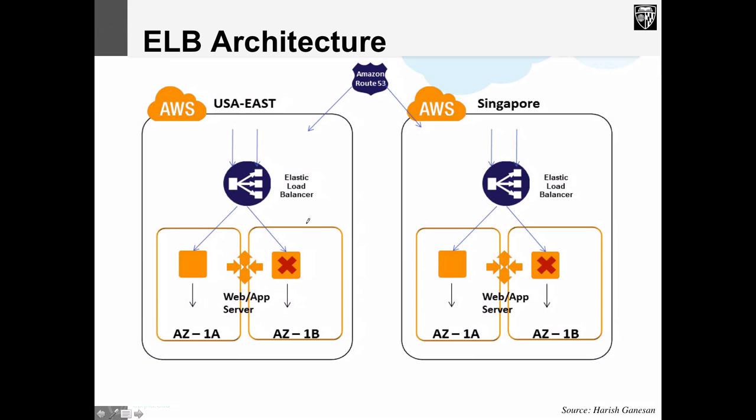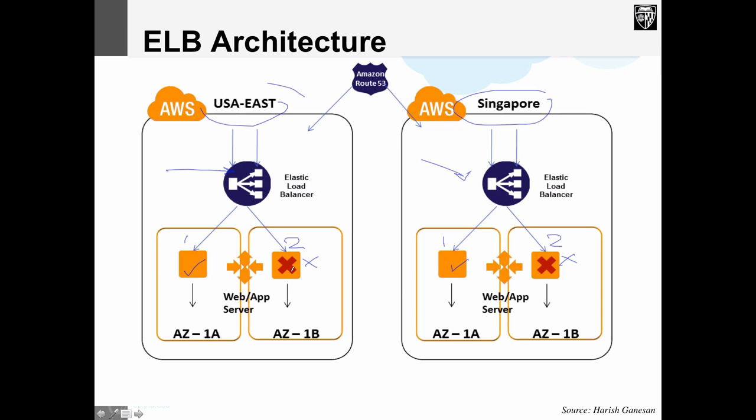So how do we design our application using ELB? In this case, I have two regions, one in US East, and I am also using the Singapore region. I have a load balancer in each region that is routing traffic to two instances, one in AZ1A and the second one in AZ1B. The traffic gets routed to both instances. Let's say there's an instance failure, something happens to my AZ1B instances in both regions. My application will still continue to function. All the traffic is now handled by the AZ1A instances.